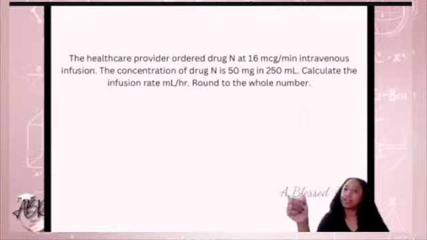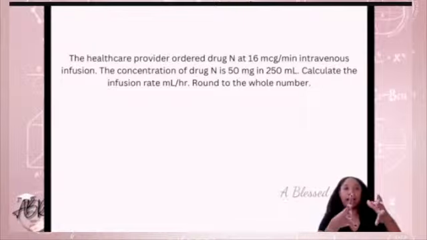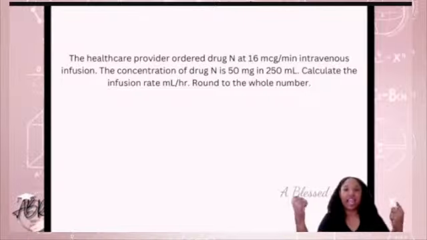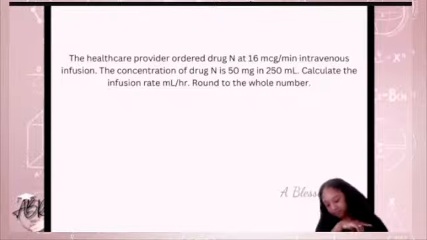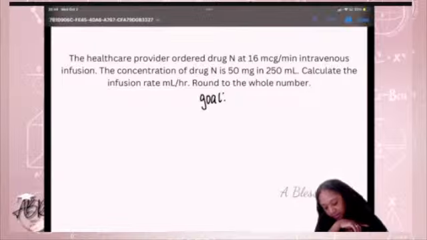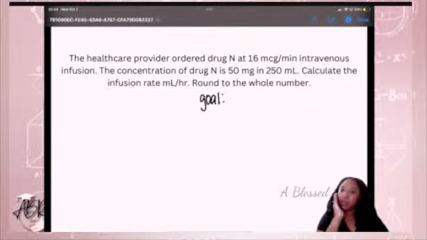Okay, anywho. So the healthcare provider ordered drug N at 16 micrograms per minute IV infusion. The concentration of drug N is 50 milligrams in 250 mLs, okay? Calculate the infusion rate, milliliter per hour, and we're going to round this to the whole number. All right, so y'all, let's go step by step. What is the goal? What is this question asking me to find? Yeah, let me know in the comments. What's our goal?